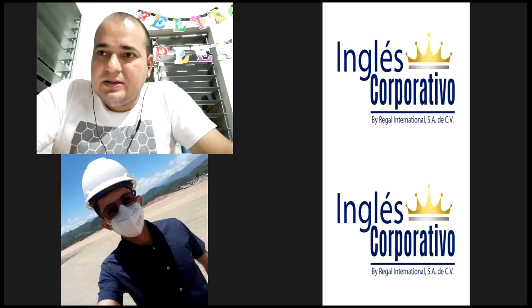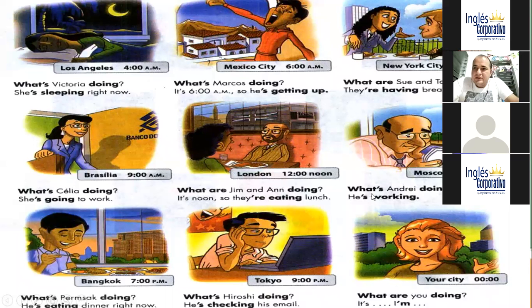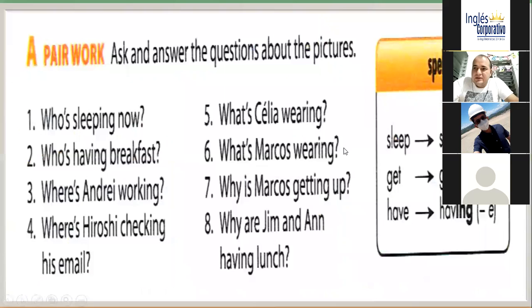He's wearing orange pijamas. Agreguenle la S al final. Pijamas. Sí, porque pijamas. Okay. Es el number 6, ¿verdad? Yeah. Number 7. Why is Marcos getting up? Se está levantando, ¿verdad? Despertando. Yes.